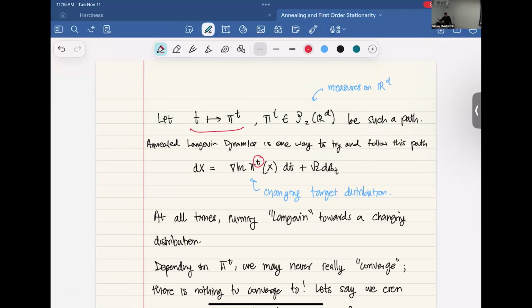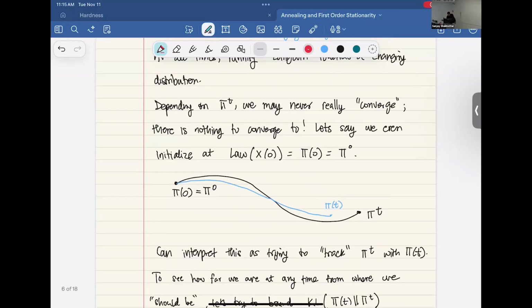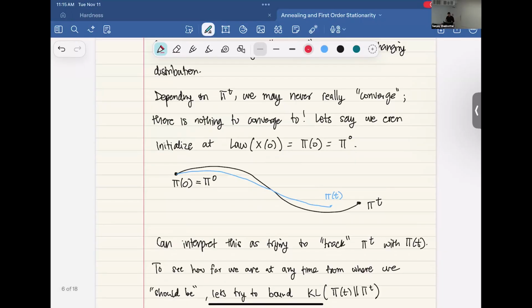So if this t was not there, if there was just one pi, then this would just be Langevin dynamics. But now I actually change the target as a function of t, and every time I'm basically just doing Langevin dynamics towards this new target. I think it's a little bit difficult to talk about what we should hope for here because there's no convergence. You talk about convergence in Langevin dynamics, how close you are to pi. In this case, there is no pi. It's changing at all times. So you could ask maybe, how closely do you track this distribution?